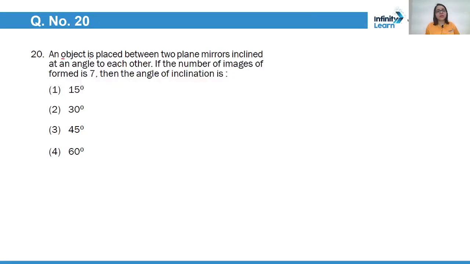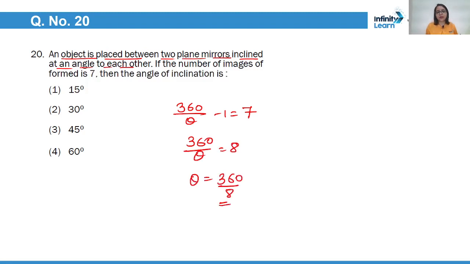Question number 20. An object is placed between two plane mirrors inclined at an angle to each other. If the number of images formed is 7, the angle of inclination is? So the number of images is 360 upon theta minus 1, which is 7. So 360 upon theta is 8, and 360 upon 8 will be theta, which is equal to 45 degree. So the correct answer is option 3.